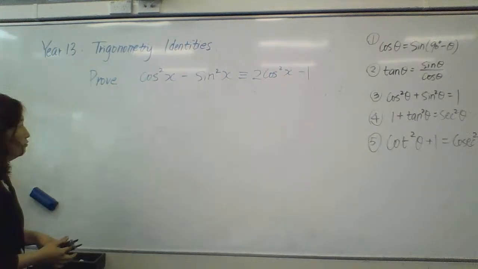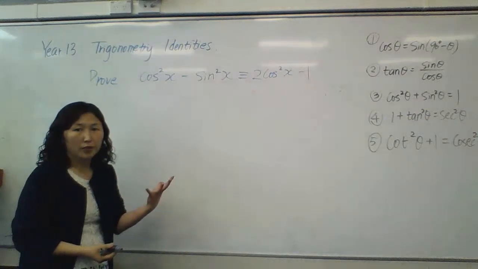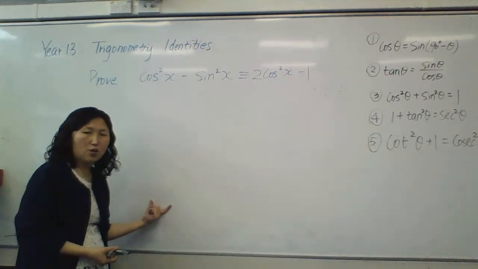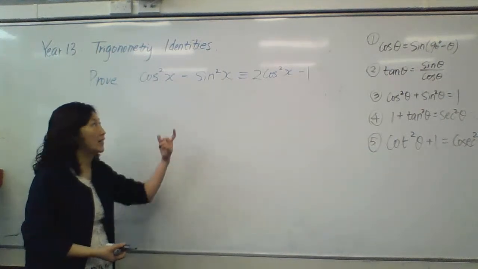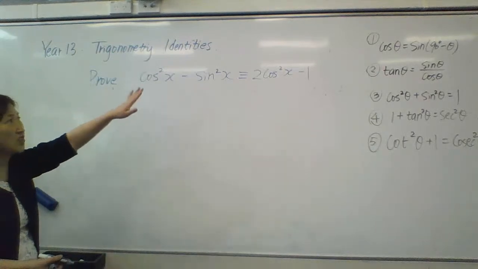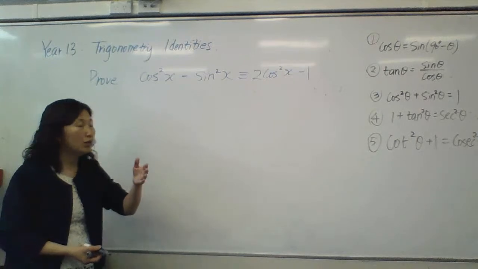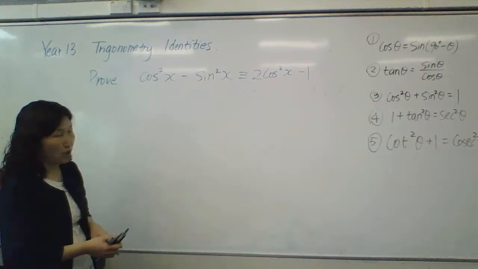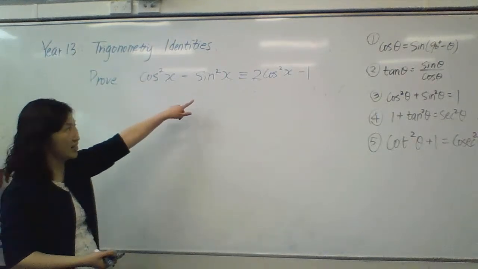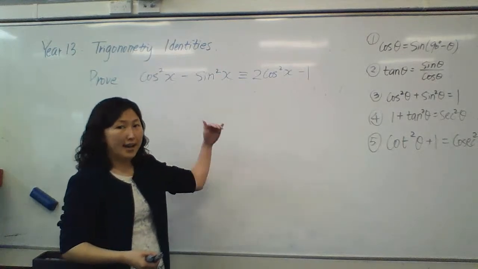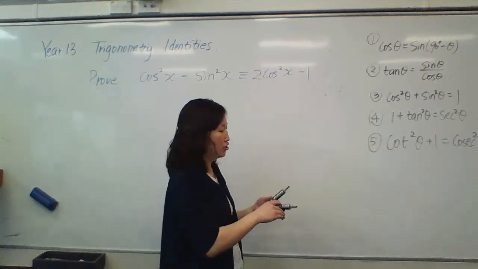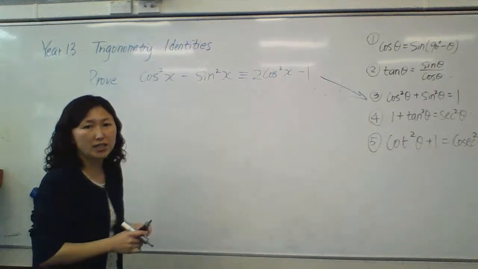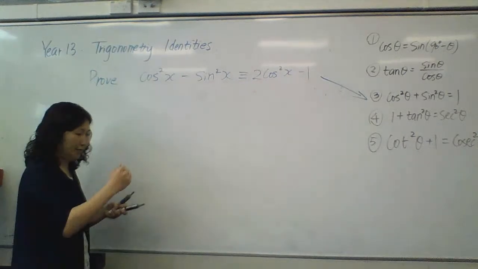Now, when you are doing the question, what I want you to do is just observe. Remember, you cannot move things around. You can only start from one side, and then you have to come up with the expression that is exactly the same as the other side. Which side you want to start with is totally up to you. Sometimes you can start from the left-hand side, sometimes from the right-hand side. Now for this question, I look at it, it has cosine squared, sine squared, nothing else. So that gave me the hint that I can use this Pythagorean identity for this question. Now I'm going to start from the left-hand side.